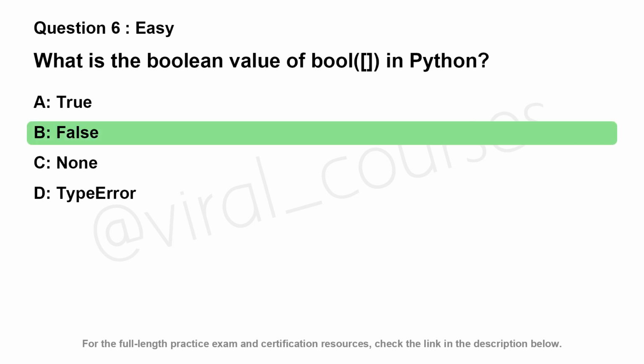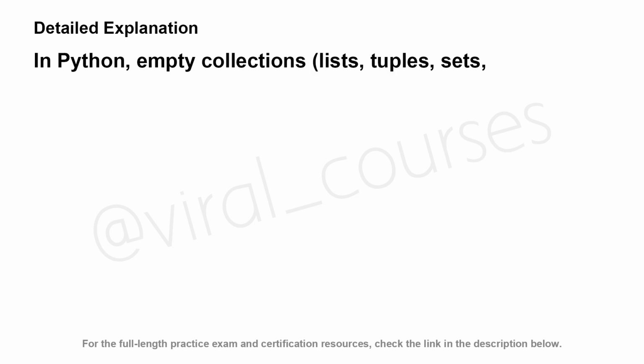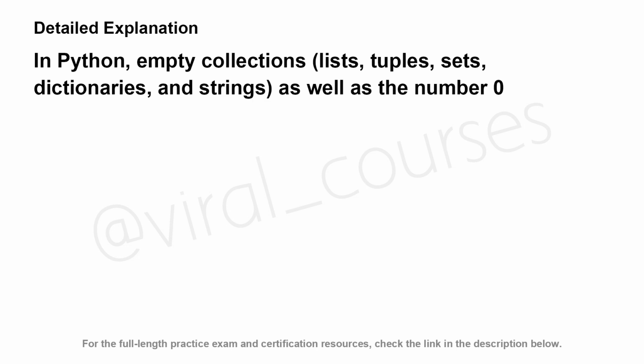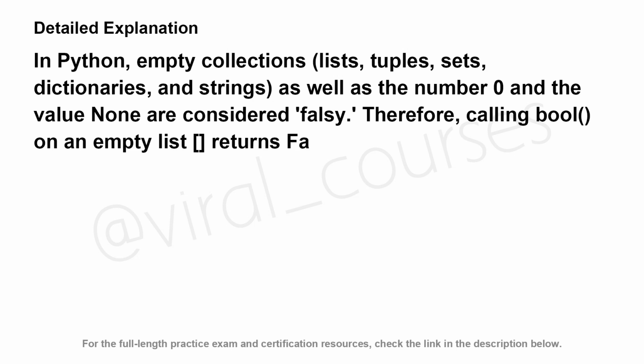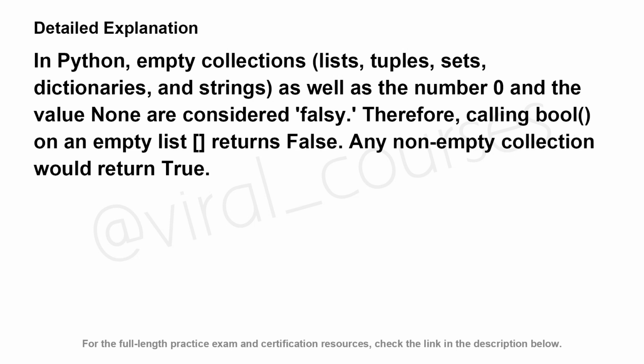The correct answer is B. In Python, empty collections, lists, tuples, sets, dictionaries, and strings, as well as the number 0 and the value None, are considered falsy. Therefore, calling bool on an empty list returns false. Any non-empty collection would return true.